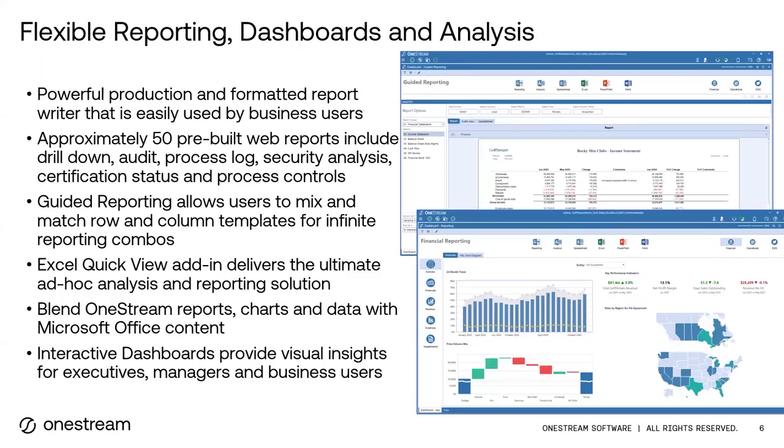And as we all know, clear and accurate delivery of financial information is critical for finance teams to answer the needs of their stakeholders and to guide enterprise business decisions. So to support that, OneStream provides built-in reporting and analysis capabilities with a report writing tool for users, as well as access to about 50 pre-built web reports. And we also have guided reporting capabilities that walk users through the process of report building to drive ease of use and adoption within the solution. For accounting teams that like that flexibility of Excel, you can leverage our Excel Quick View add-in for ad hoc analysis and reporting. And finally, all OneStream reports and charts can be blended with Microsoft Office content or visualized through our self-service dashboarding capabilities.